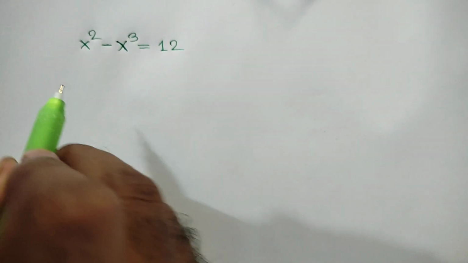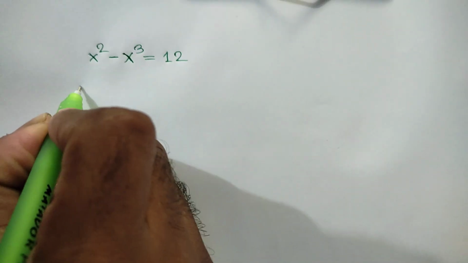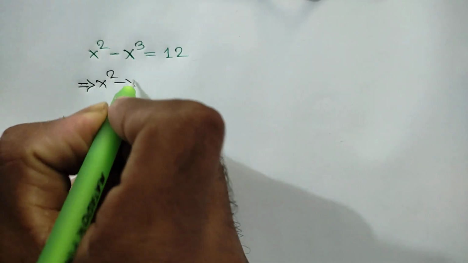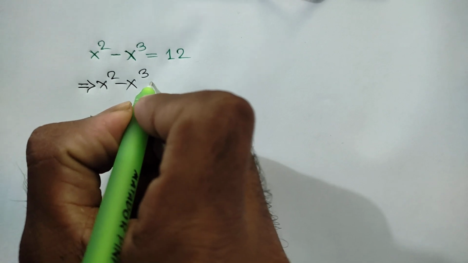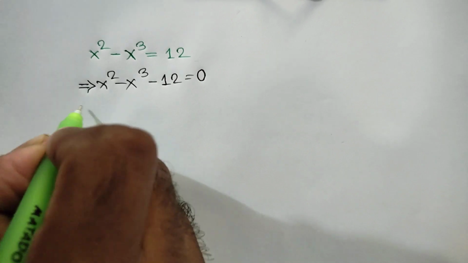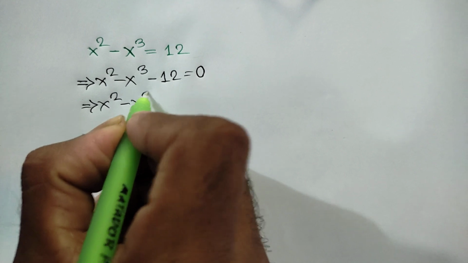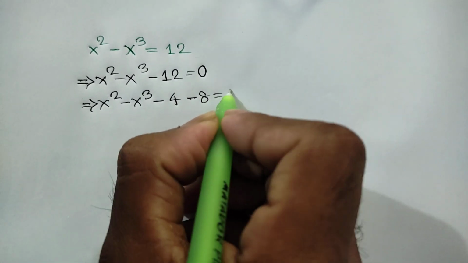Hi everyone, in this video I am going to show how to find the value of x where x square minus x cube is equal to 12. Or x square minus x cube, this 12 getting to left side we will get negative 12 is equal to 0. Or x square minus x cube, this 12 we can write negative 4 and negative 8 is equal to 0.